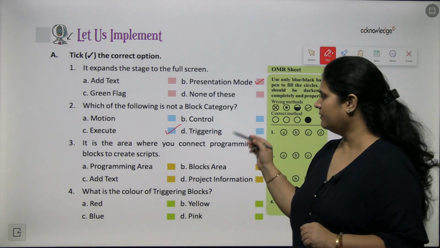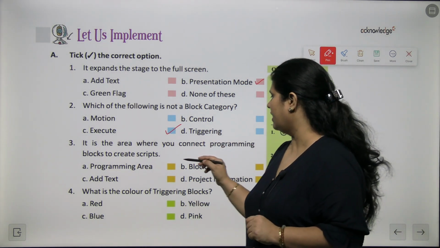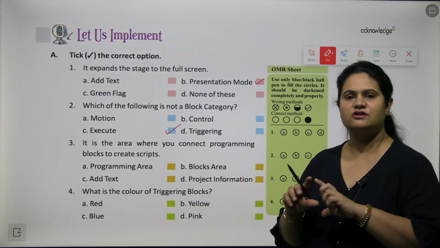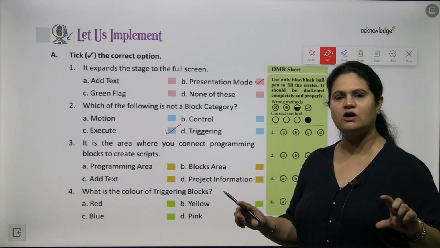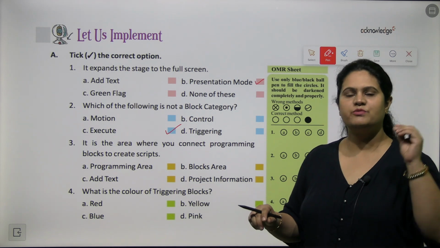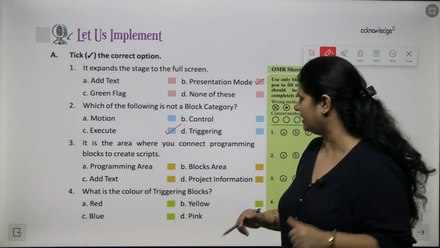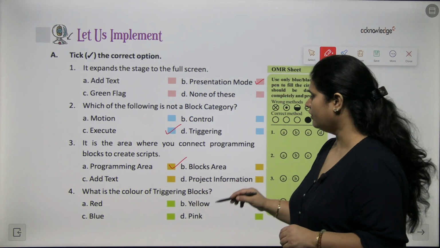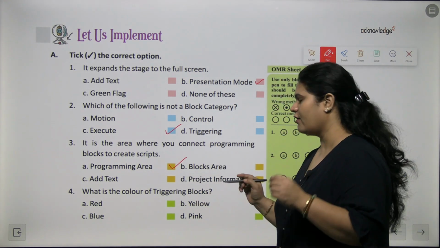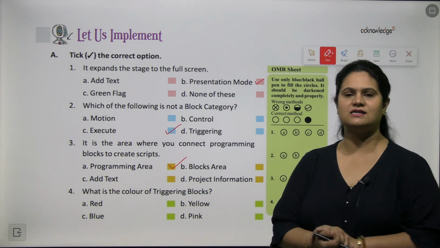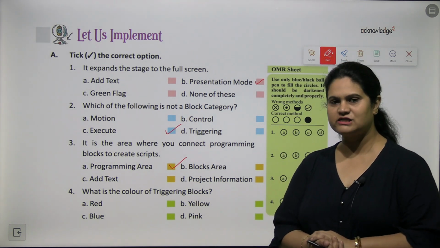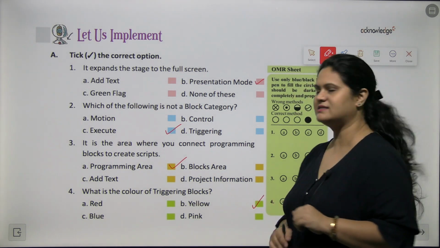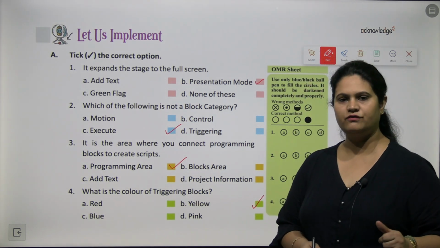Number 3, it is the area where you connect programming blocks to create scripts. So where do you connect all the blocks, children? In the programming area. Great, good. So this is the programming area. Number 4, what is the color of triggering blocks? So triggering blocks, children, are of yellow color. So that is the correct option. Clear to all of you? Good.